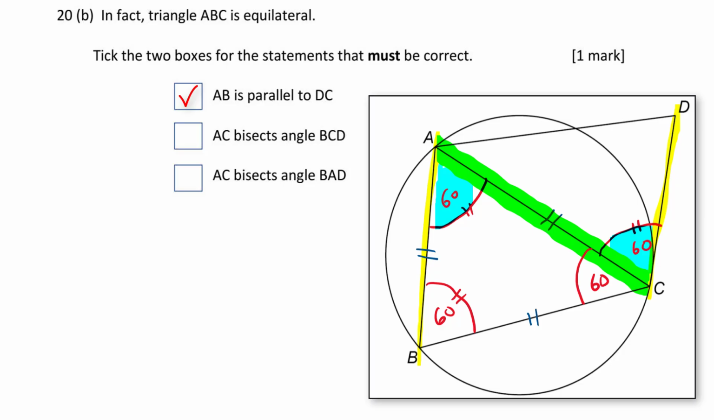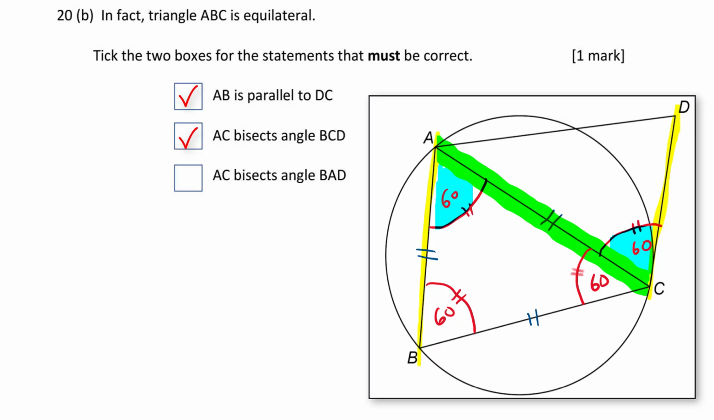Does AC bisect angle BCD? Where's AC? AC is the green angle. Does it bisect angle BCD? Well, if it bisects it, it cuts it exactly in half, and it does, doesn't it? Because that angle is 60 and that angle is 60, so therefore that is true. So that is also true.